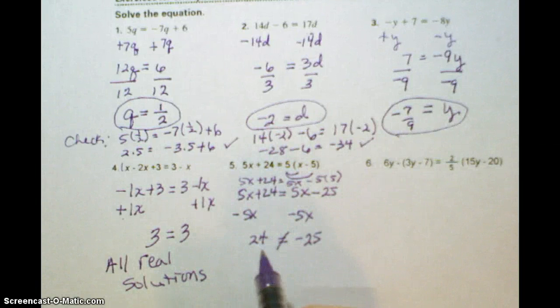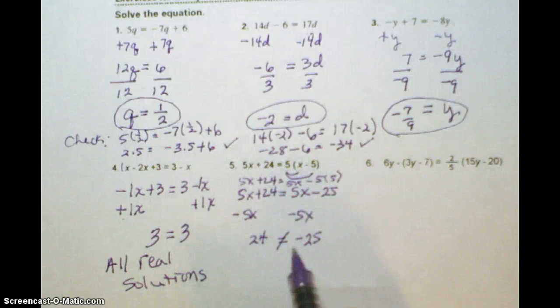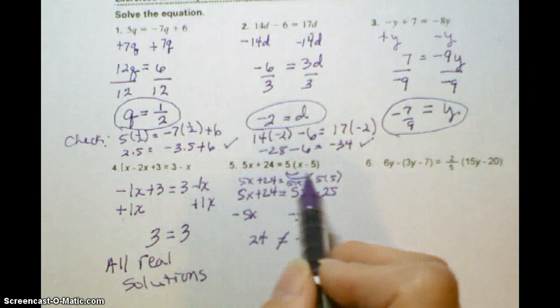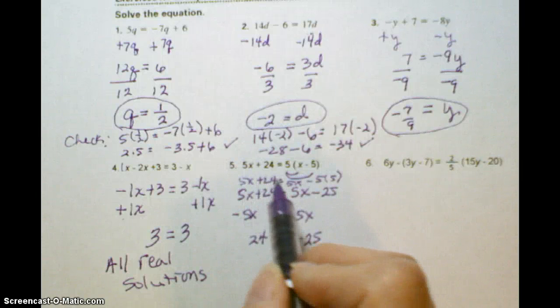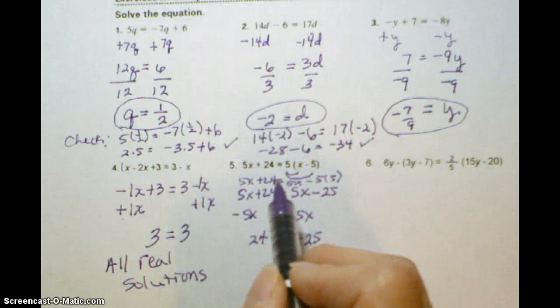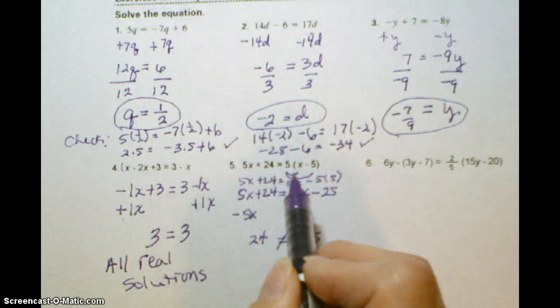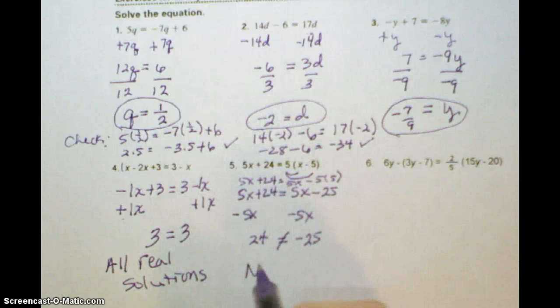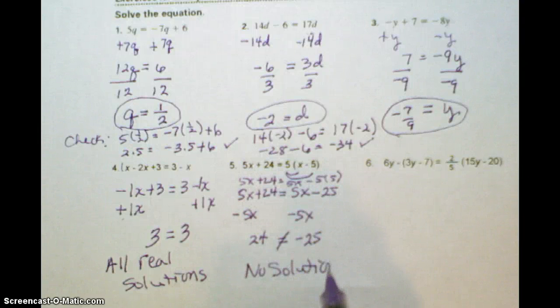So when I have a not equal statement, that means no matter what I plug in for x, I'm never going to get something true. If I put a whole number, an integer, a fraction, a decimal, no matter what that number is I put in for x, I'll never get an equal statement. That means I have no solutions. Nothing will work. This is not true. No solutions.